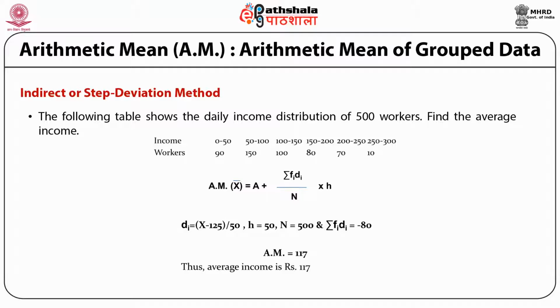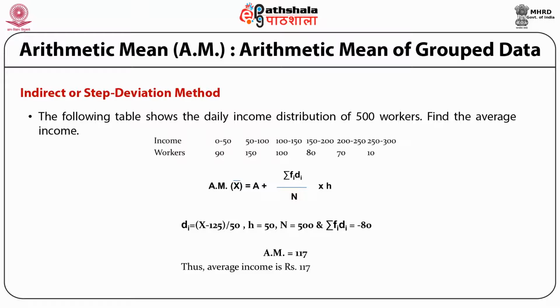Suppose daily income distribution of 500 workers is given, and we have to find out the average income or arithmetic mean. Income in this case is 0 to 50. This is the first class and there are 90 workers. Second class is from 50 to 100 and there are 150 workers. Third class income is from 100 to 150 and there are 100 workers. And last class is from 250 to 300 and there are 10 workers.